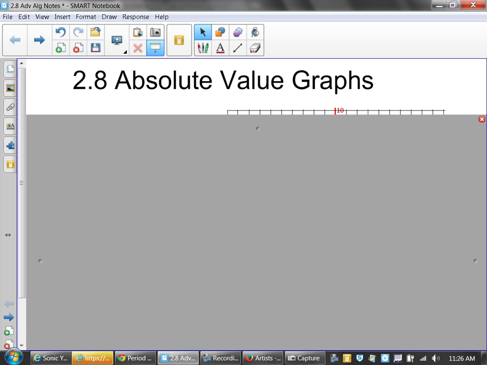I heard from third hour that some of you in 8th grade did some absolute value graphing, but you did it via tables. So here's what I want to do.